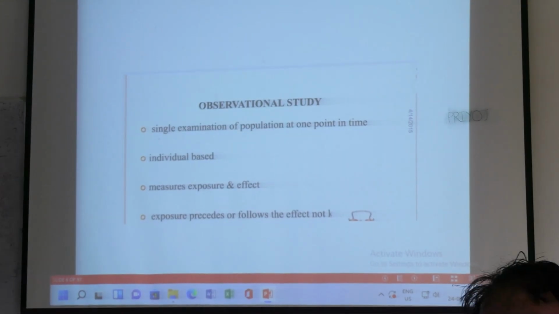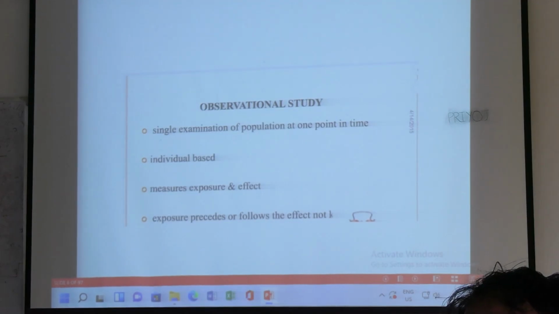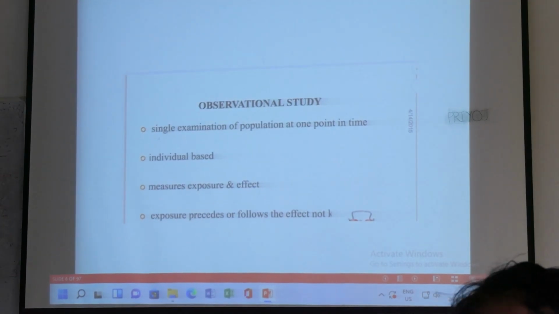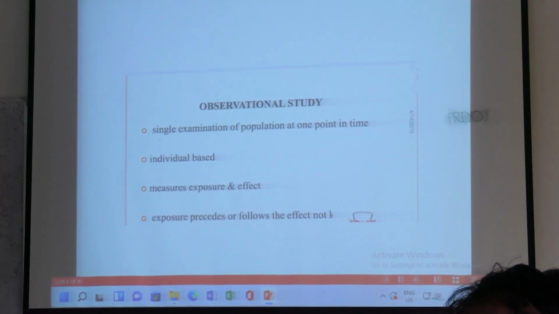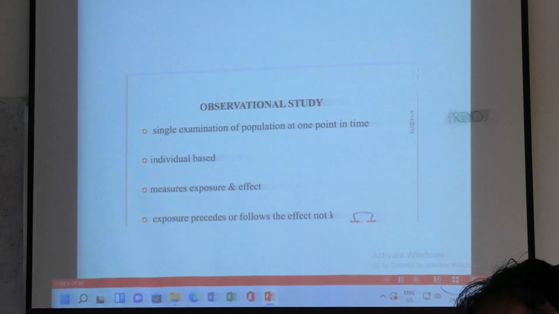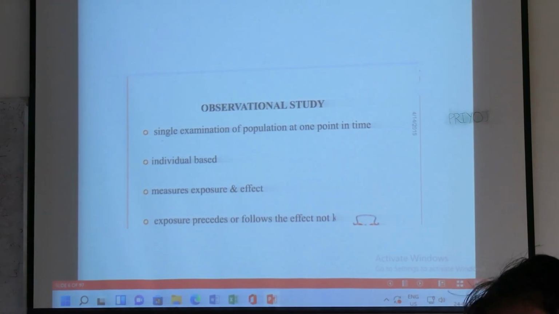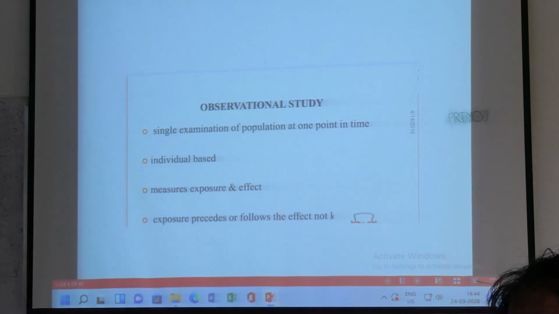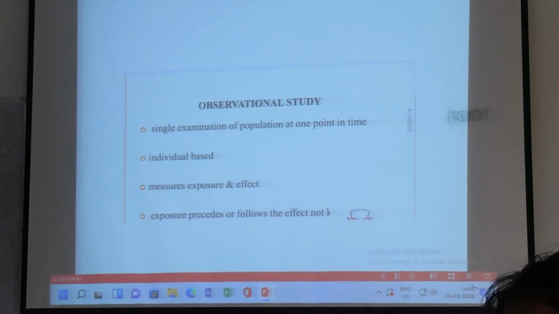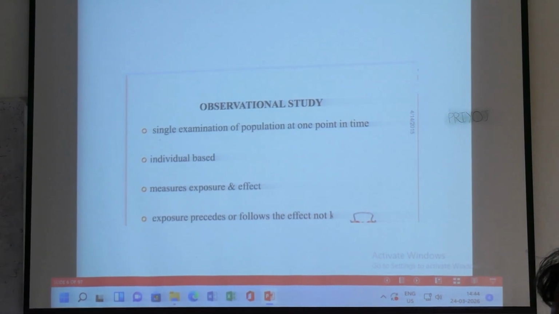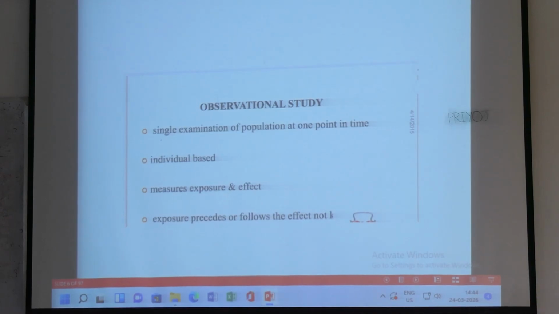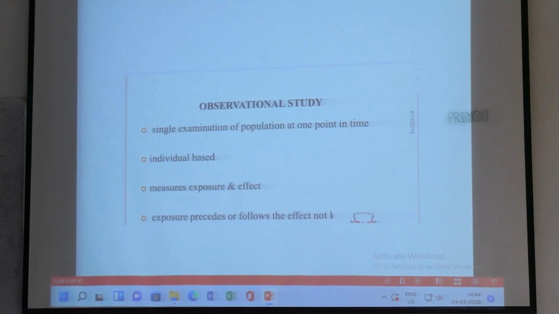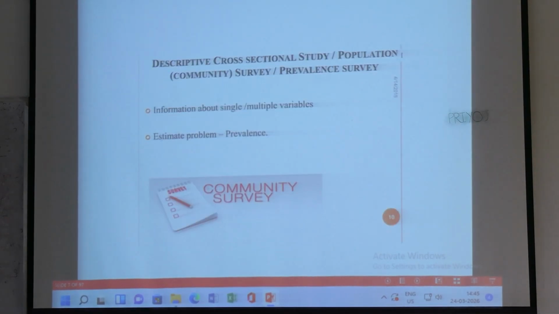You have fever and you were sitting next to a man who was coughing in the train. After 2 days you develop fever and cough. So, you say, why did I develop fever and cough? Because I was sitting next to this man who also had fever and was coughing very heavily. We cannot be sure which came first, right? So, exposure precedes or follows the effect.